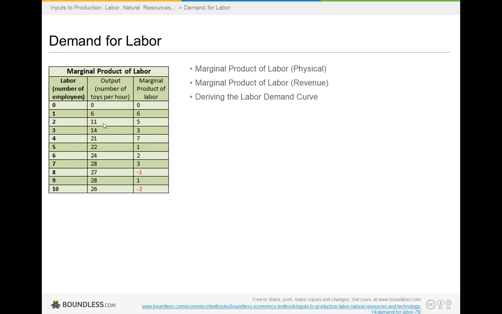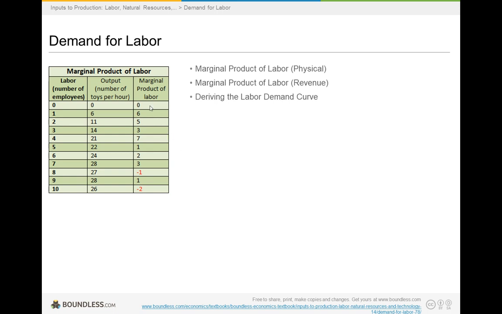Then 2 employees produce 11. And so they've improved from 6 to 11, which is 5. So that's their marginal product of labor, and so on. And typically we think of, the more people you hire, the more you keep making. But that's not always necessarily true, because with the marginal product of labor, the law of diminishing returns applies as well. So at first you have positive returns, so it might be going up.